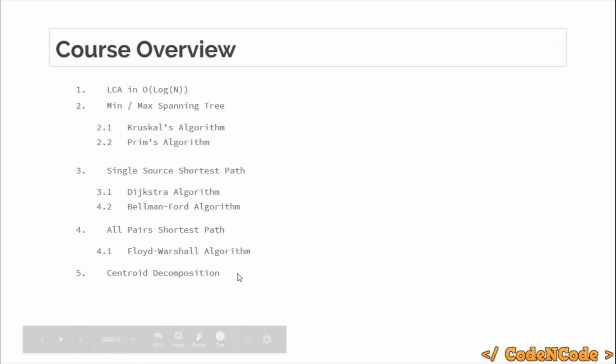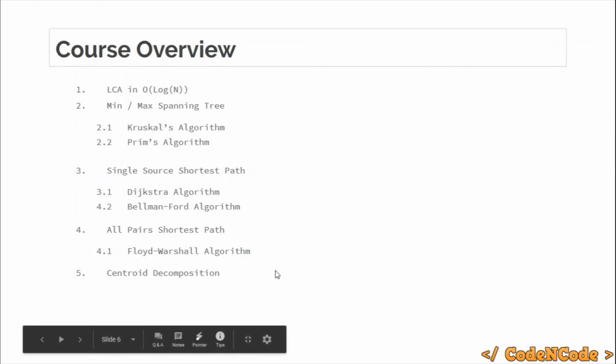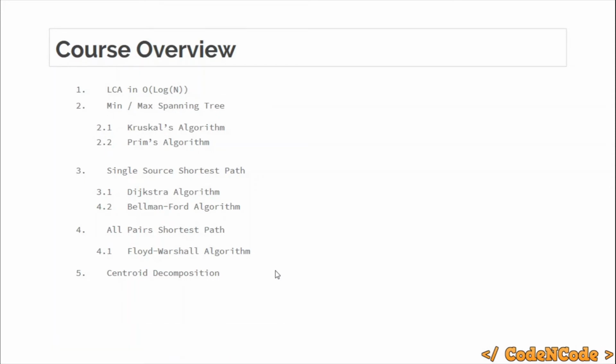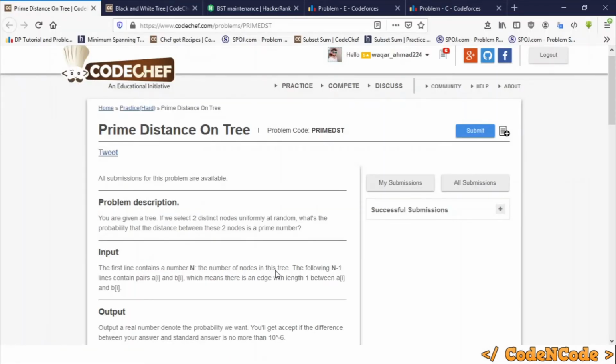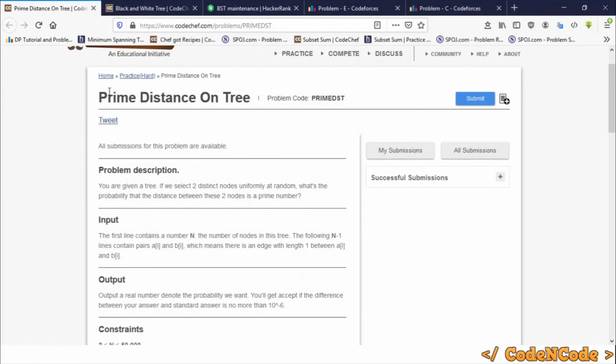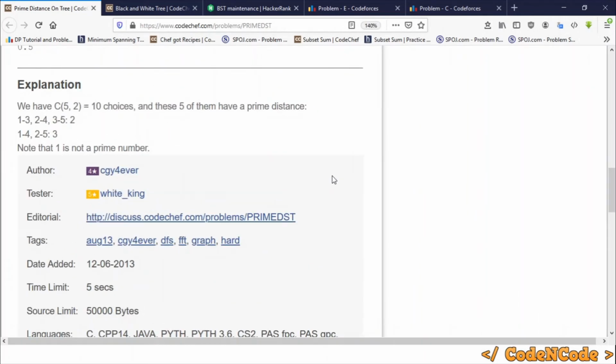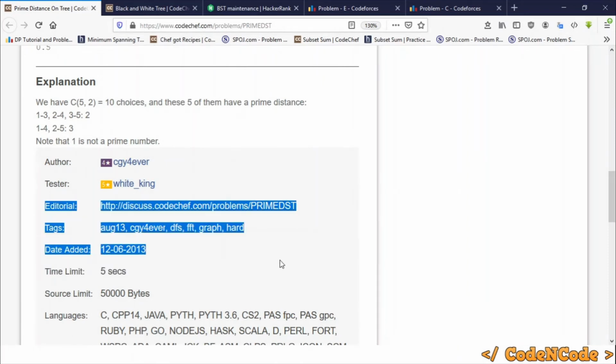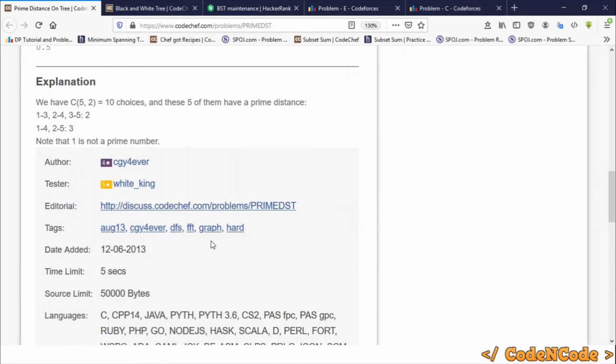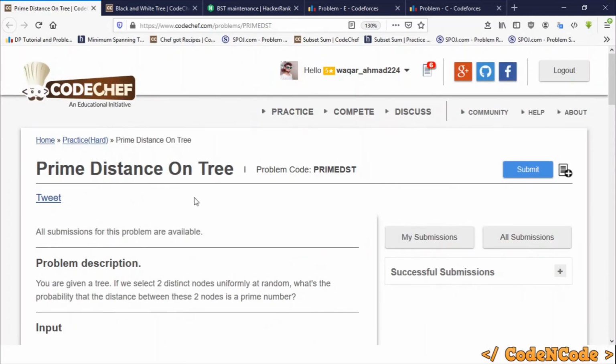After that, we'll be studying one of our favorite topics, that is centroid decomposition. So let me show you what problems you can solve using centroid decomposition. The first problem I want to show you is this, prime distance on tree. If you see, the description is only of two lines, but the problem is actually hard, from CodeChef. And if you see in the tags, you can see DFS and FFT, and the problem can also be solved using FFT. DFS, because centroid decomposition uses DFS as a subroutine. So we'll be solving this problem, prime distances, which is a hard problem.